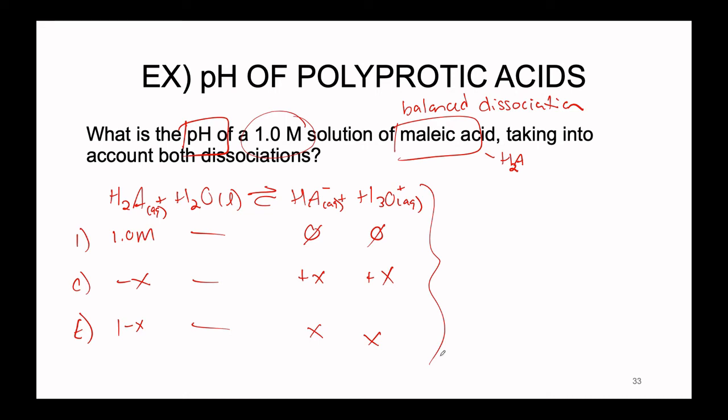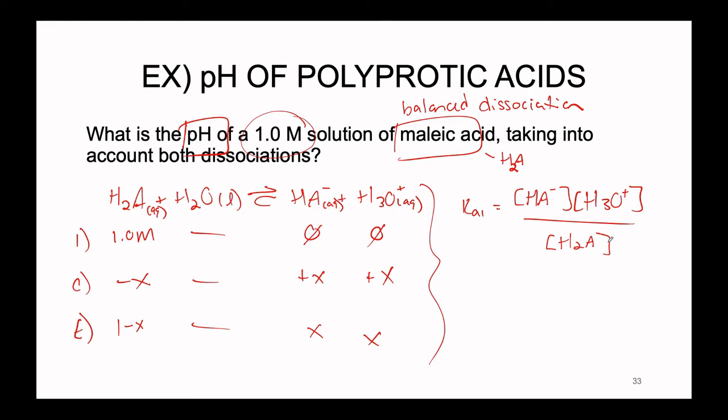Okay, so our Ka that we can set up, since this is the first dissociation specifically, is going to be Ka1. I'm going to label that as Ka1 so we don't lose track of what all of the equilibrium constants are, like where we are in the problem. The equilibrium constant is going to be equal to the concentration of HA minus times the H3O plus, all divided by the concentration of H2A.